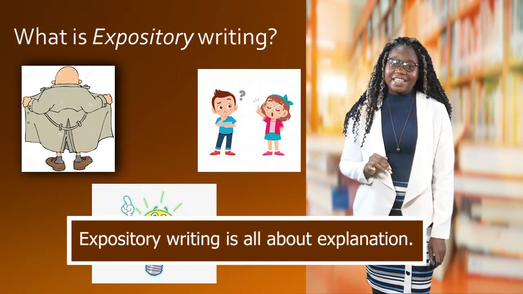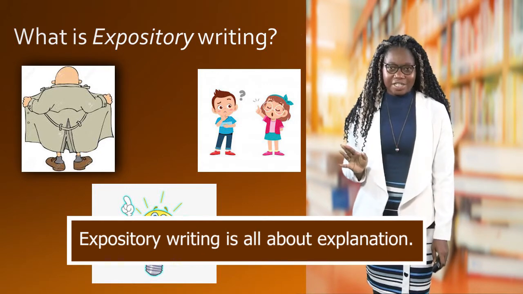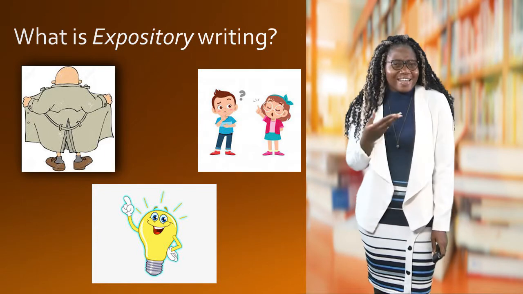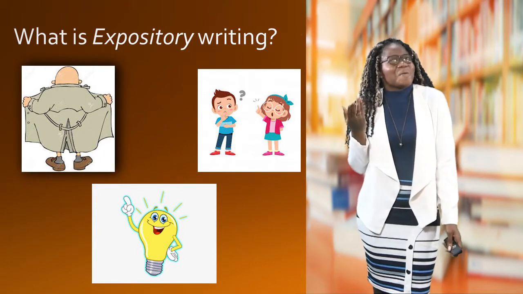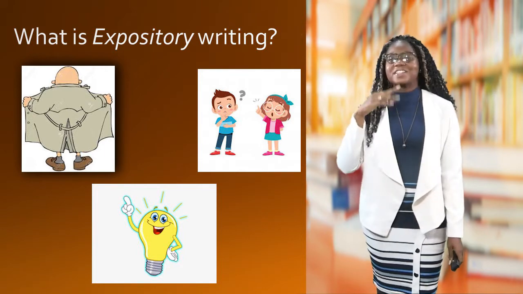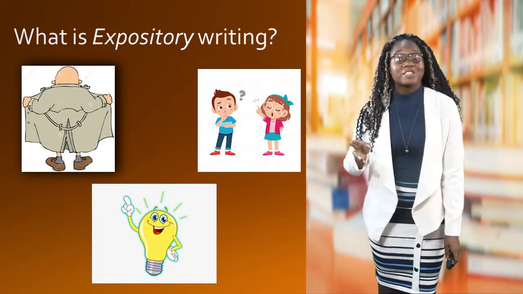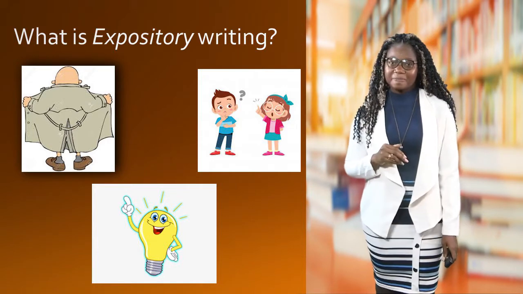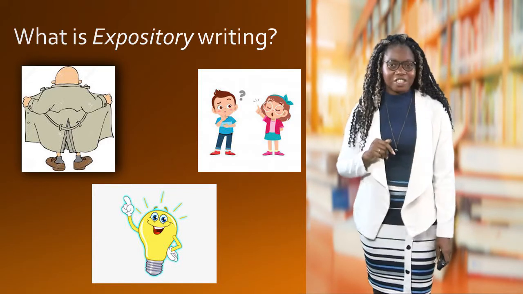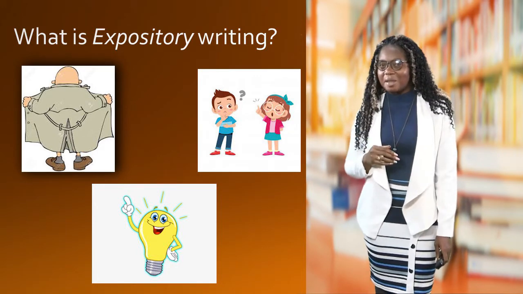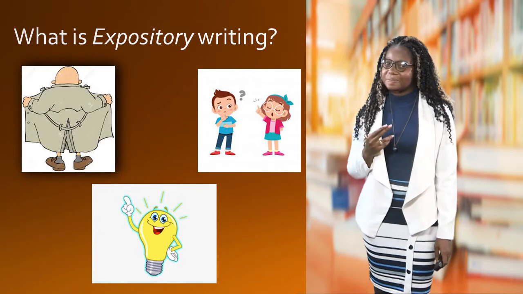Expository writing is all about explanation. Here I have a picture where a boy is like, what's this thing all about? And there's a girl who is talking. So she is explaining something to the boy. I'm going to show you another picture. I would like you to discuss what this picture is all about. Think about it.